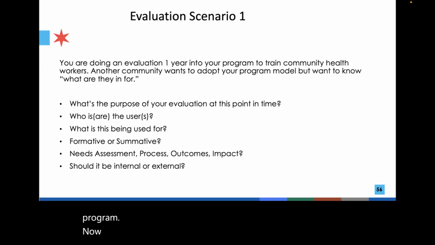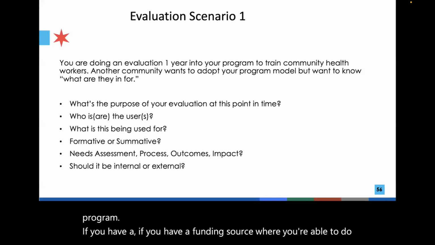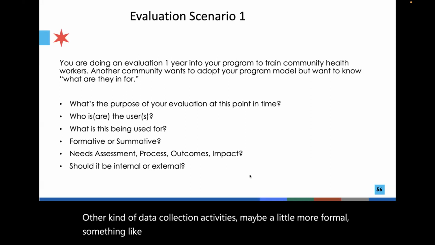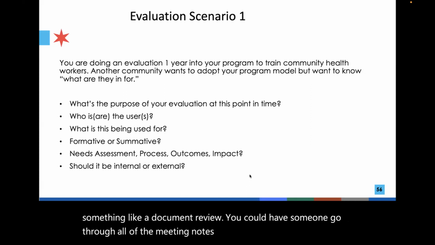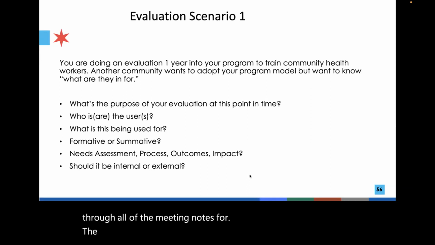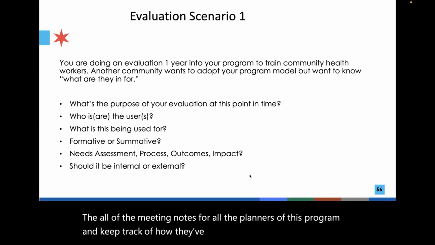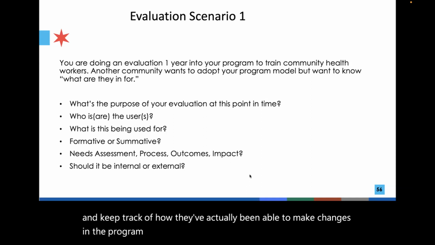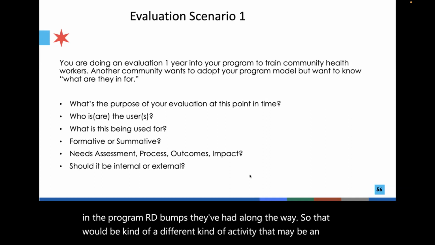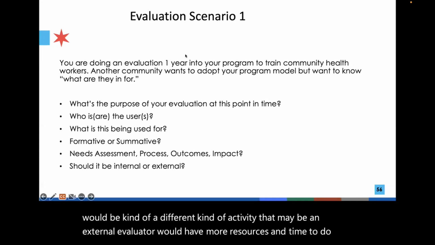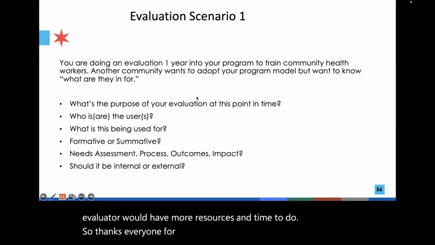Now, if you have a funding source where you're able to do other data collection activities, maybe a little more formal, something like a document review, you could have someone go through all the meeting notes for all the planners of this program and keep track of how they've actually been able to make changes in the program, road bumps they've had along the way. So that would be a different kind of activity that maybe an external evaluator would have more resources and time to do. So thanks everyone for engaging.